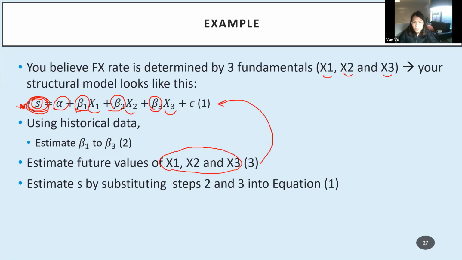Now, I want you to think about the potential problems in using the fundamental approach to estimate the future spot exchange rate, okay? So if I follow this approach to estimate the future exchange rate, what do you think is a potential problem or problems?